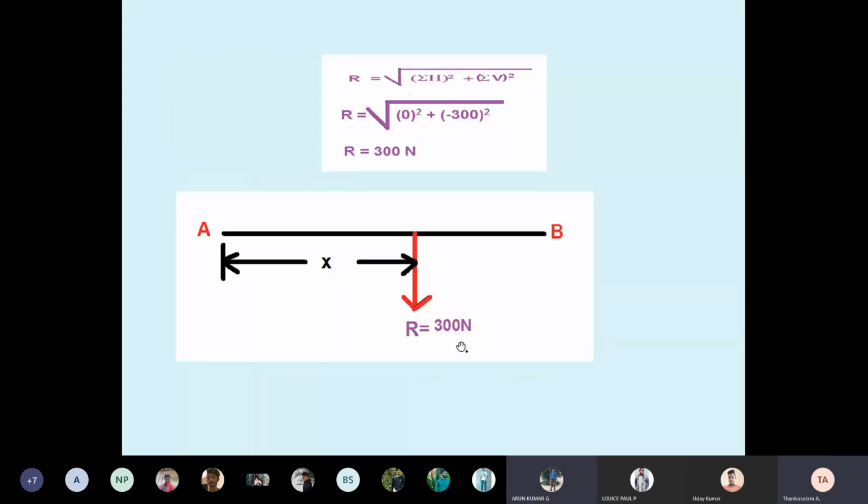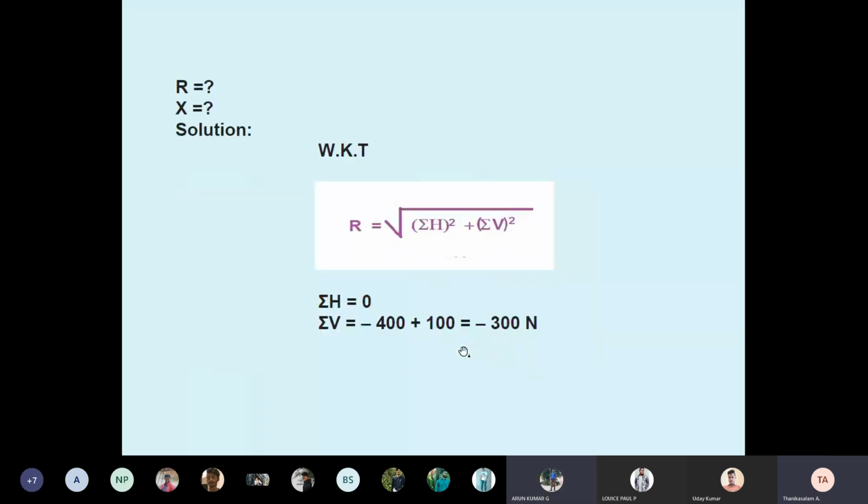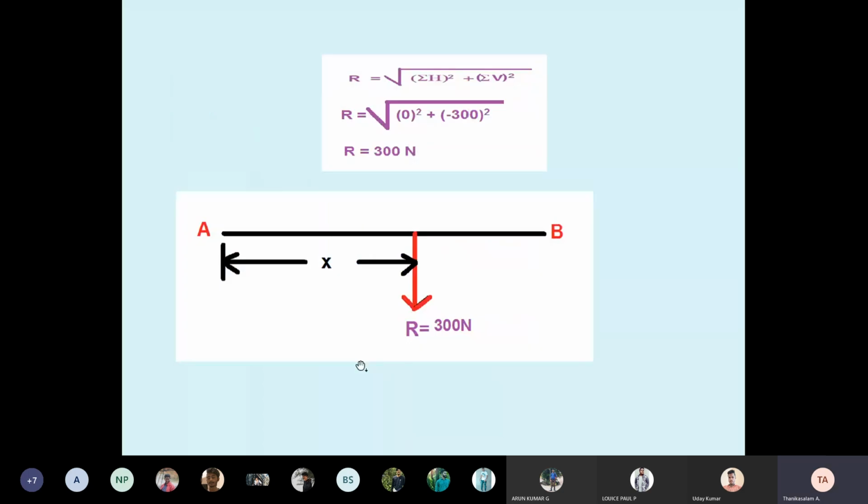Okay. Suppose summation of H is 0 and summation of V is plus 300. Which direction is the result acting? Tell me. Upward, sir. Yes. So you have to understand the concept.